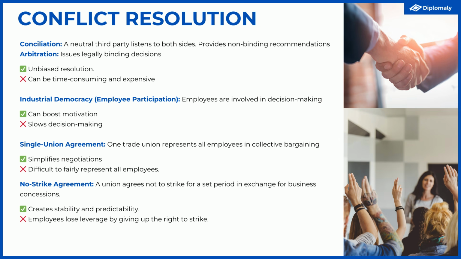The key difference is in conciliation, the recommendations from the third party are only recommendations, and in arbitration, the recommendations from the third party are legally binding, meaning both the business and the employees have to follow through with them. The next one is industrial democracy, also referred to as employee participation, which lets employees become more involved in decision making. This can potentially improve their motivation, but also slow decision making.